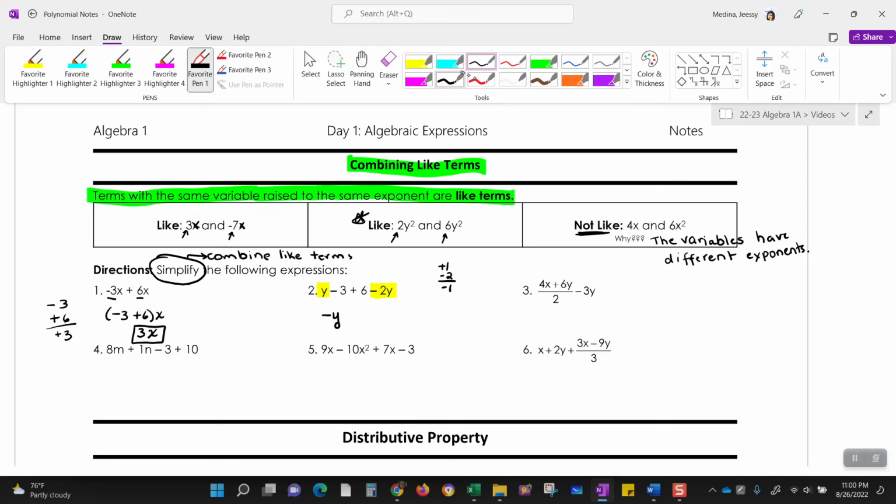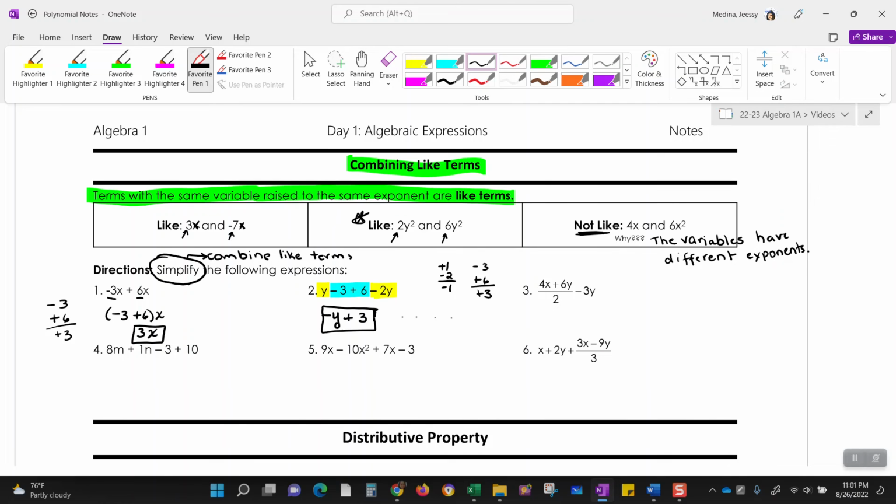And then what do I do with these, Ms. Medina? Well, they're technically like terms because they're constants. And negative 3 plus 6, and you can look at it this way as well if you want to. But the 6 is bigger, so it's going to give you a positive 3. So plus 3.